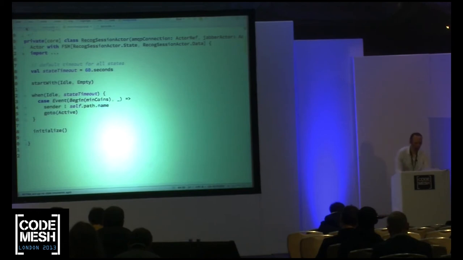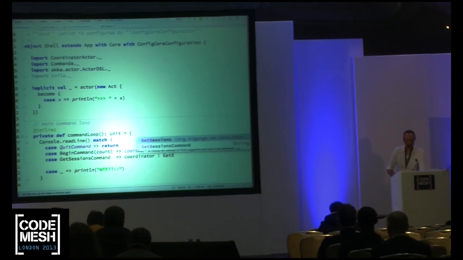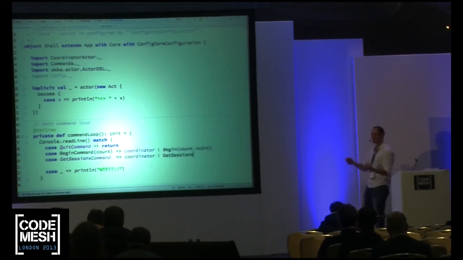That shouldn't be too hard. What would we like to do, right? We would like to have a get sessions command, and what we're going to say is coordinator ! get sessions. So far, so good, right? And what we're expecting back is a list of strings, a list of those UUIDs represented as strings. So why don't you help me type that up?